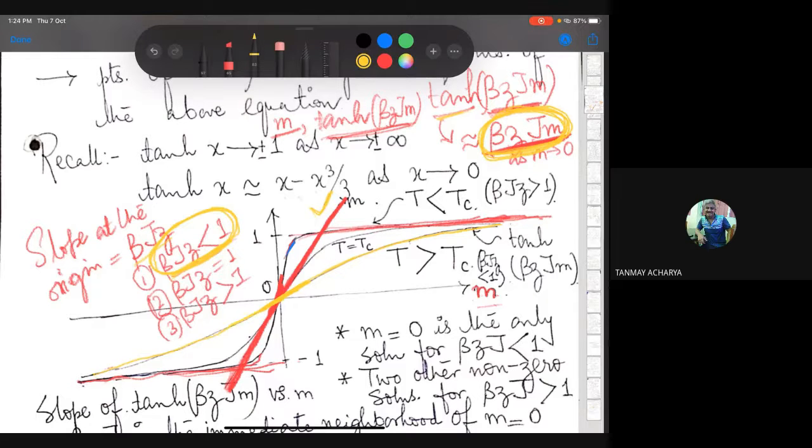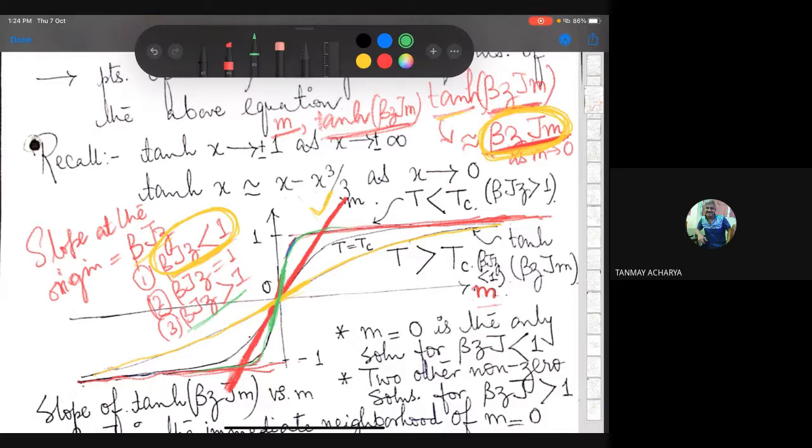What is the other possibility? When beta jz is larger than 1, that means I should draw a straight line here that has an angle made with the x-axis. That angle has to be larger than 45 degrees. So this is the possibility. The asymptotic values are given. I cannot play with it.